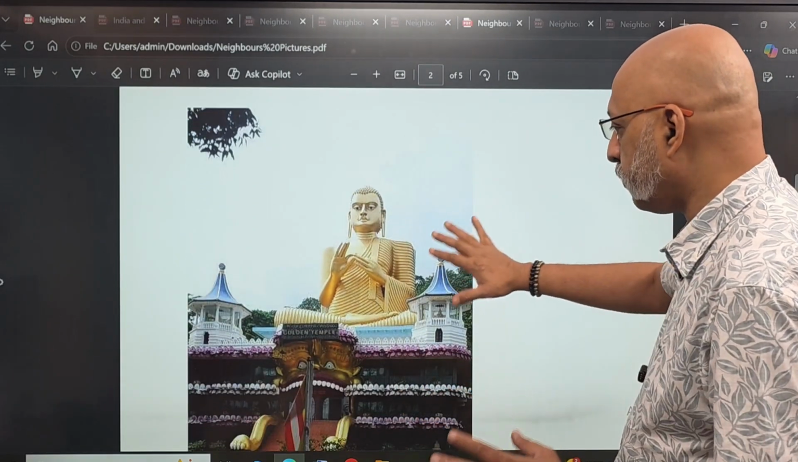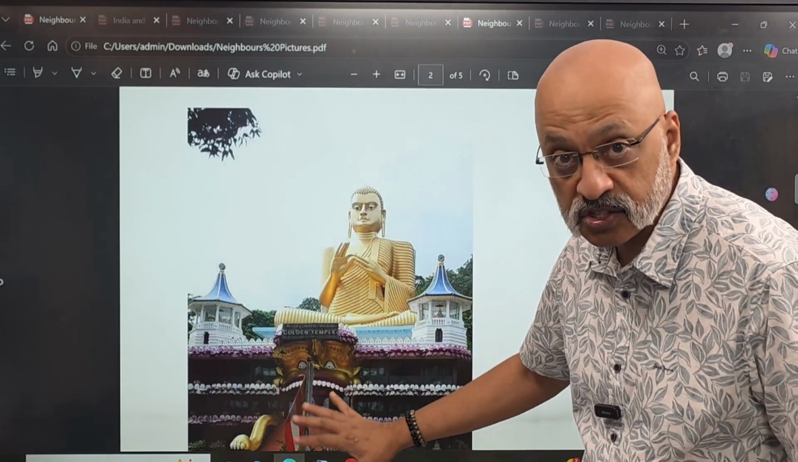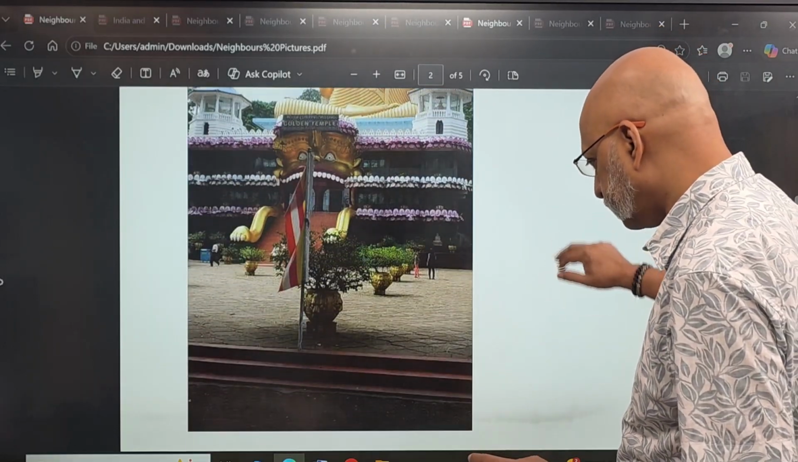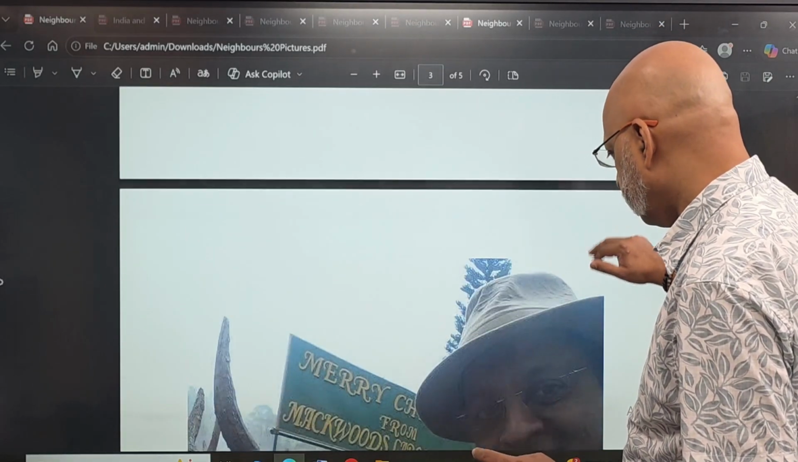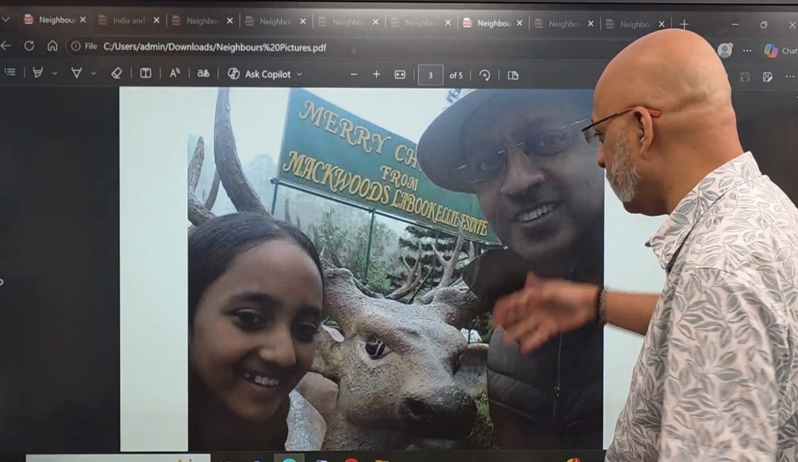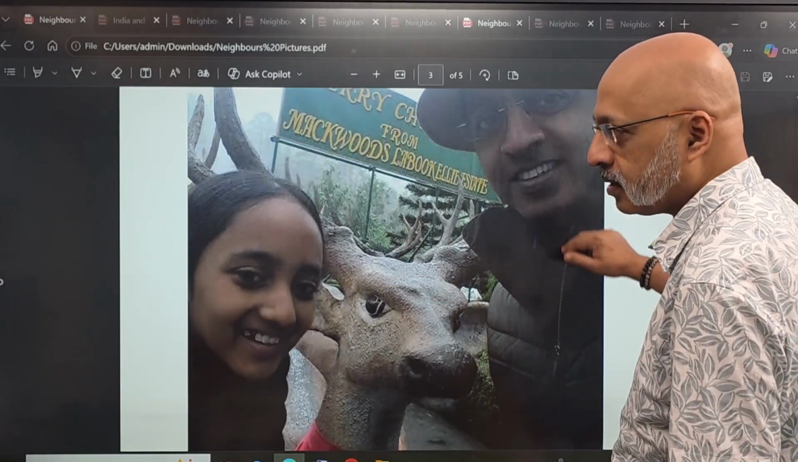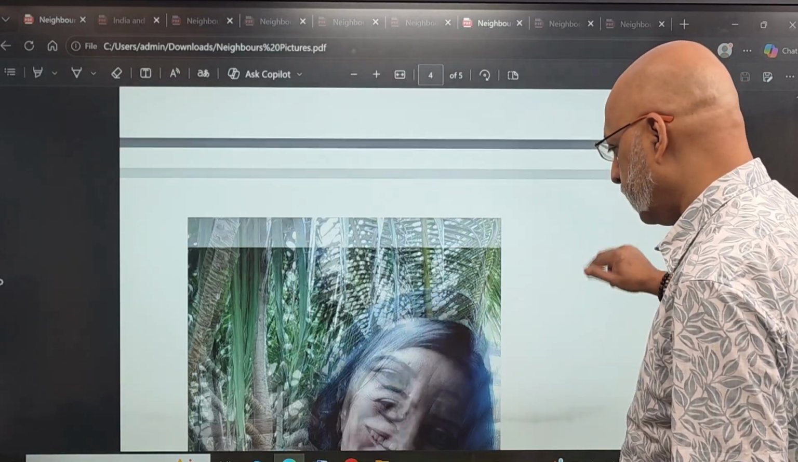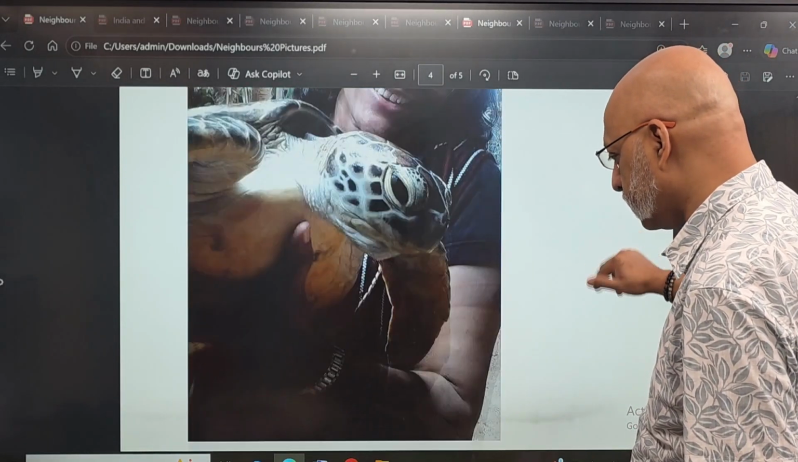Now, this is from a temple in Sri Lanka, right? You see the influence of Buddha out there. Then this is me and the founder of this channel, Tejaswini, in Sri Lanka. This is in the year 2015, 14 December. Then this is my wife with a sea turtle.